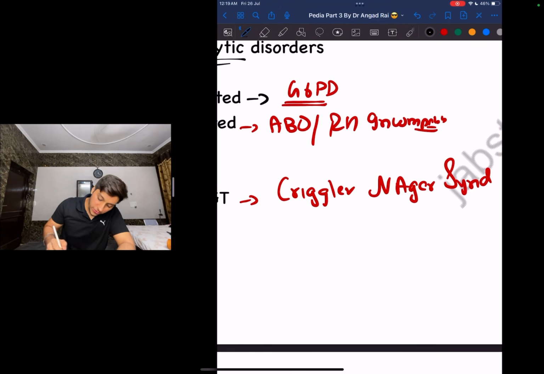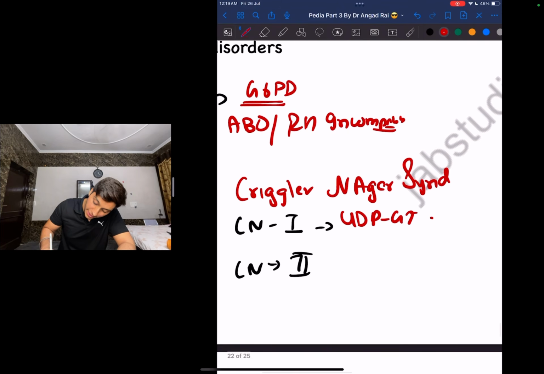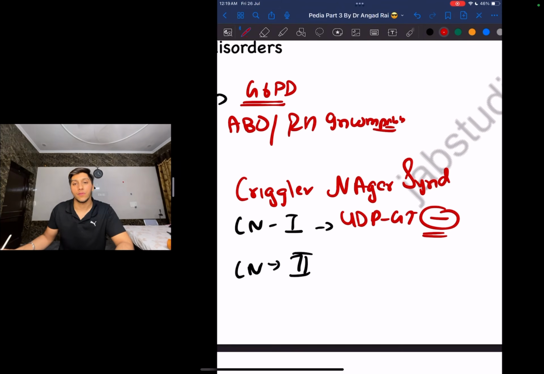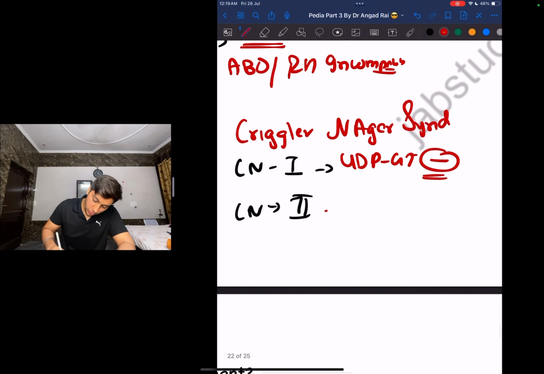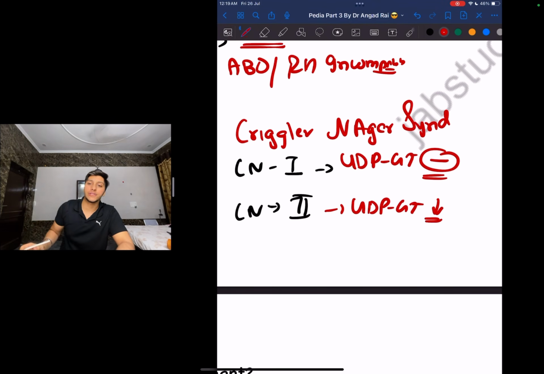There are two types of Crigler-Najjar: Crigler-Najjar type 1 and Crigler-Najjar type 2. In type 1, guys, UDP glucuronyl transferase is completely absent. So very dangerous. While in type 2, UDP glucuronyl transferase is decreased. Means it is there, but it is less. This is your unconjugated causes.